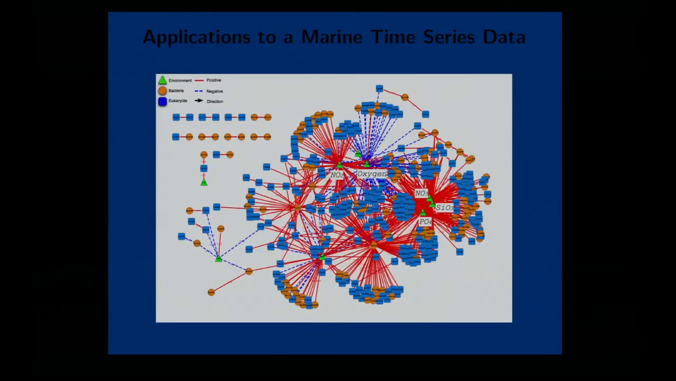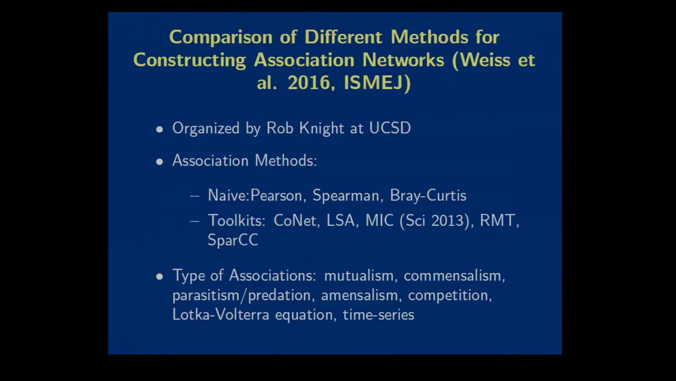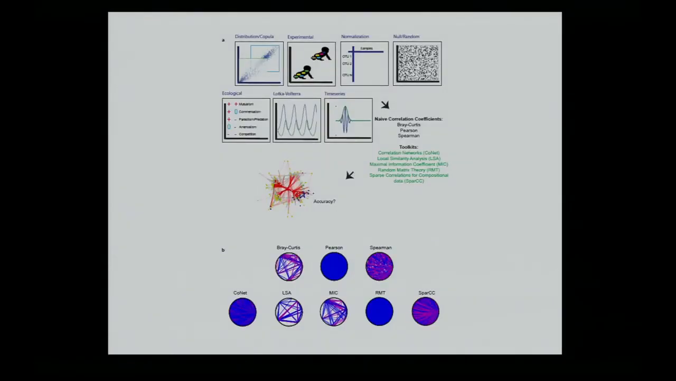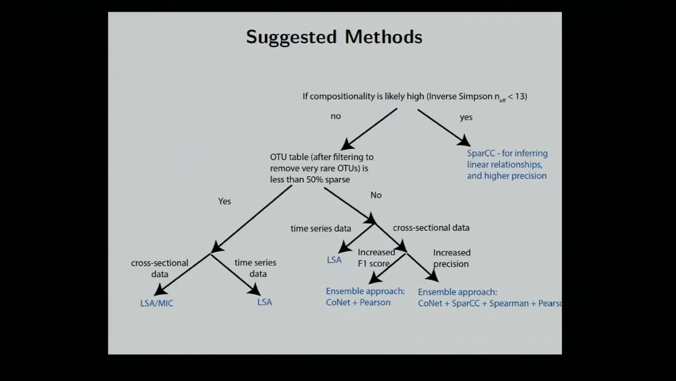Then let me just mention the software. There are some competitions, which have nothing to do with me, organized by Rob Knight. They collected a lot of different methods and generated the interaction data, and then let different labs see what they get. That's the final result they got, and I did not generate this figure. It's from Rob Knight's group and came out in the ISME journal.